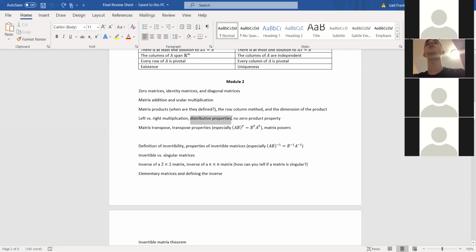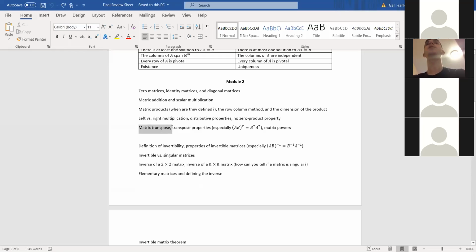But matrices do have the distributive properties, so the distributive property still holds. Just make sure you're not doing right when you're supposed to do left, and you're not doing left when you're supposed to do right when you're distributing. And there's no zero product property. So this means that if you have AB equals AC, that does not imply B equals C. Or if you have AB equals 0, A or B don't have to be 0. Both of them don't have to be 0. So don't cancel out. Be careful when you're canceling out.